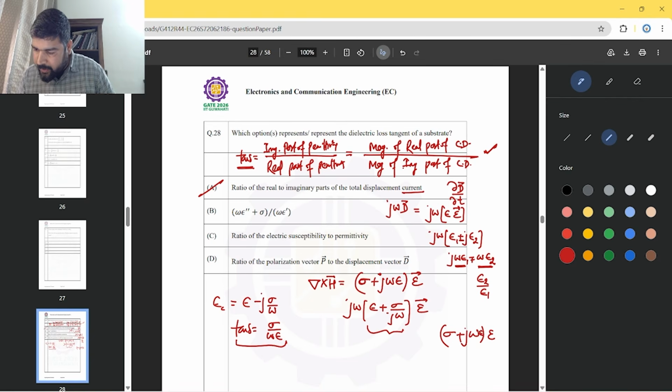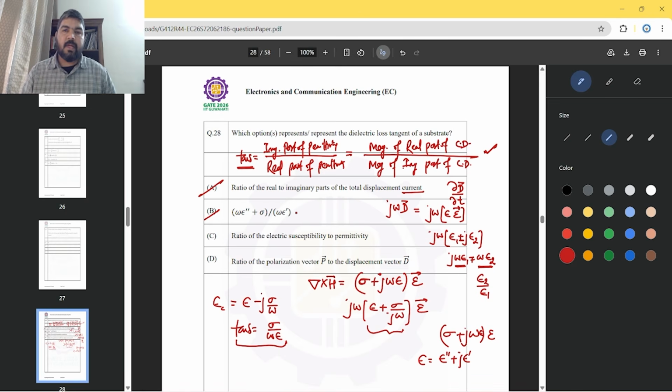Okay, how to find the real part? For that you can replace this epsilon into epsilon double prime plus j epsilon prime, like this. Okay, and then you can separate the real part and the imaginary part. You will get this answer as well. Okay, the real part, if you calculate the real part of this and divide by the magnitude of imaginary part of this, then you will get the same expression.